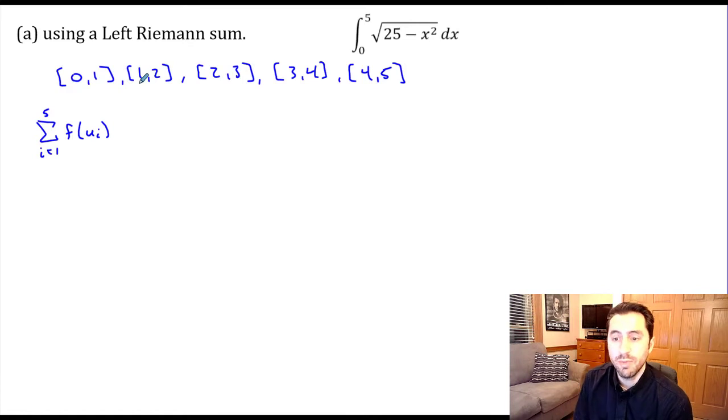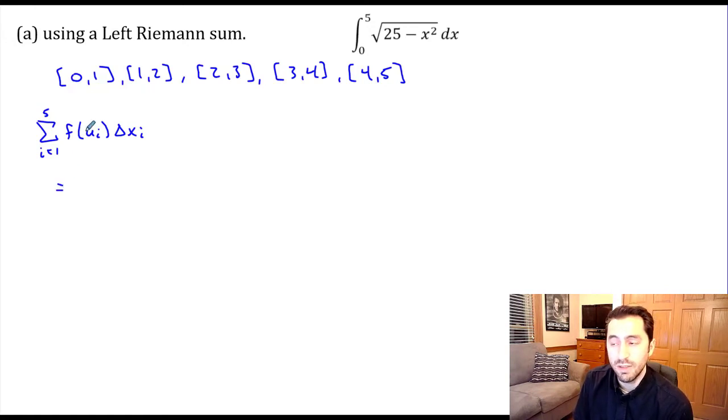For a left Riemann sum, it's specifically going to be the left endpoint, so it'll be 0, 1, 2, 3, and 4. And then we multiply that by delta x sub i, which is the change in x, the width of each of the subintervals, or the width of the rectangles. For our scenario, each subinterval has a width of 1, which is going to make this pretty simple. So let's write this all out.